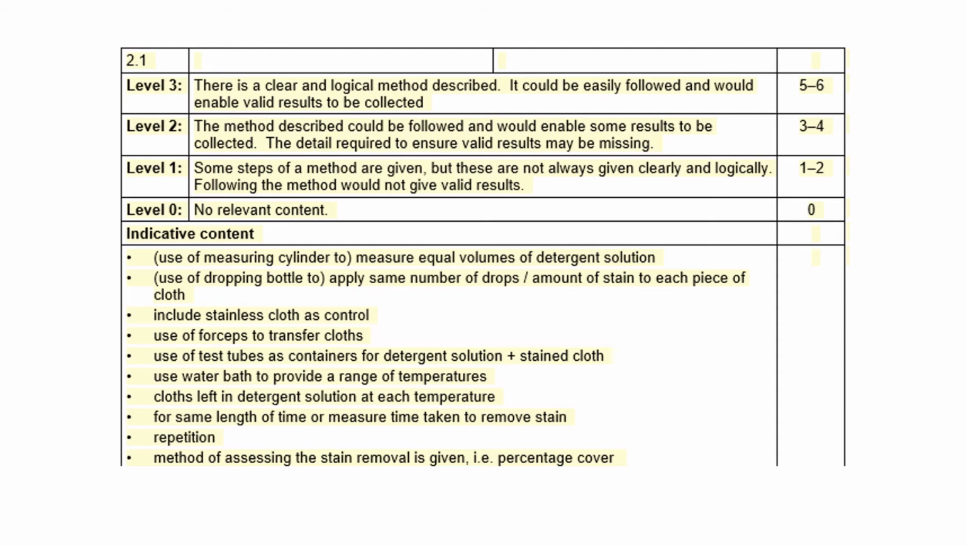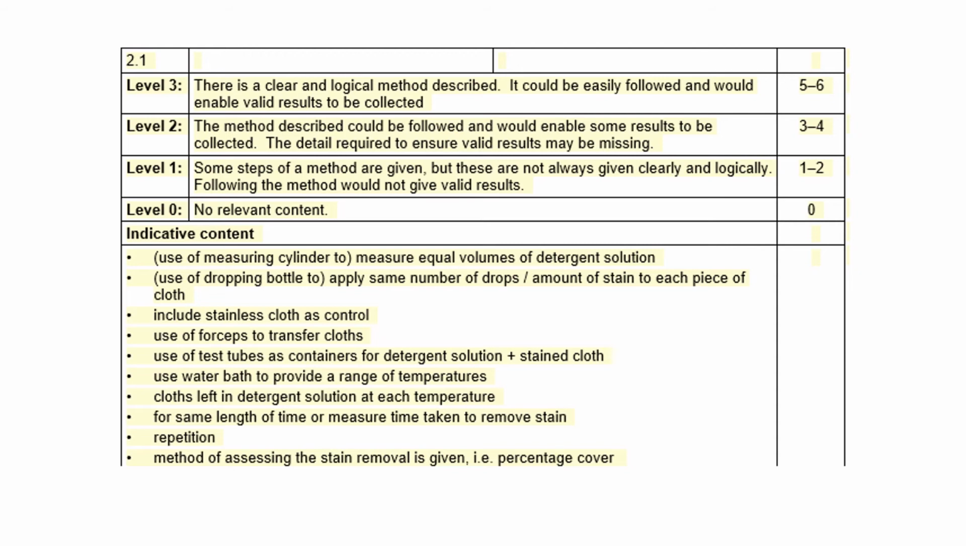So in here, you said about using a measuring cylinder to measure equal volumes of detergent. If you have said use the measuring cylinder to measure 10 mils or 20 mils of detergent, that would be brilliant, a lot easier than saying measure equal volumes. You would still have the mark. So if you've written anything about that in your answer, just give it a little tick. It doesn't mean it's worth a mark, but it is something that you have mentioned.